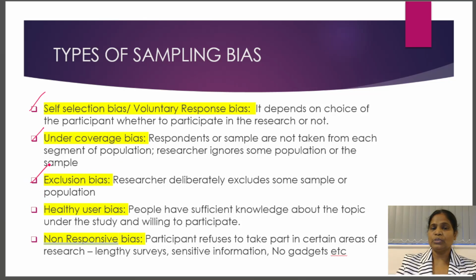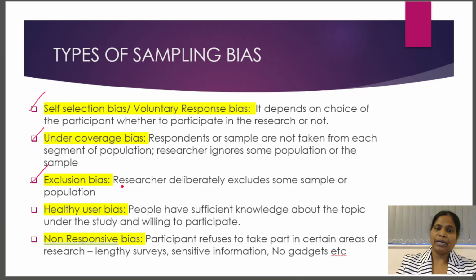Next one, exclusion bias. The researcher deliberately excludes some sample or population. Deliberately excludes means that sometimes in some experimental studies, a researcher has that control, and he does randomization and manipulates the environment. If the participants are not meeting the criteria, or if he finds it is not conducive with this sample, then he deliberately excludes some sample.